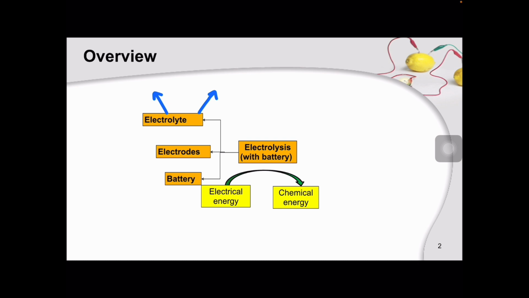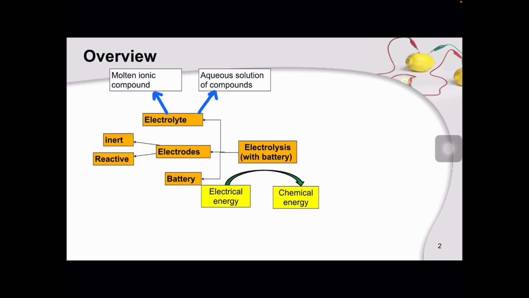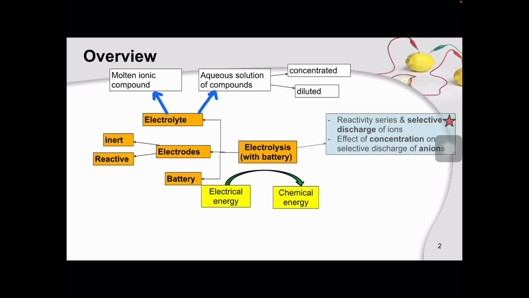In electrolysis, there are three very important parts that we need to take note of. One is the electrode, one is the electrolyte, and one is the battery. When it comes to electrodes, there are inert electrodes and reactive electrodes. When it comes to electrolytes, there are molten ionic compounds, or aqueous solutions of compounds. Aqueous means dissolved in water, so you can have a concentrated solution or a diluted solution.